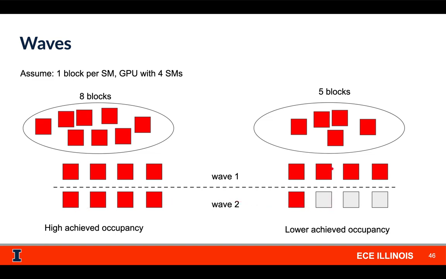In this other case where we only have 5 blocks, we have one full wave of 4 blocks, but then one wave where only one of the SMs is busy. And so we'll see relatively lower achieved occupancy. This would be something like 5/8 achieved occupancy. So if you don't have that much work to do, this can be one reason that the achieved occupancy looks low. It could have nothing to do with the amount of resources you have in a block. It could be the number of blocks that you have.